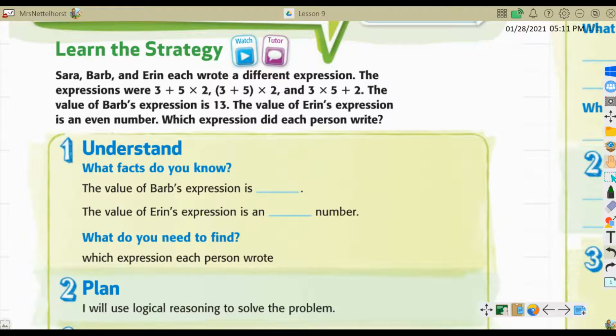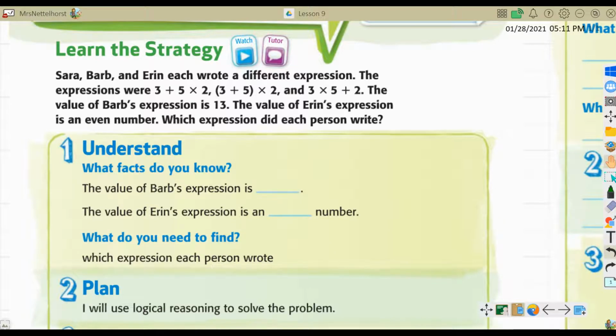Okay, so this one's not going to lend itself well to the 3-read. So let's look at Sarah, Barb, and Aaron each wrote a different expression. The expressions were 3 plus 5 times 2, 3 plus 5 in parentheses times 2, and 3 times 5 plus 2. The value of Barb's expression is 13. The value of Aaron's expression is an even number. Which expression did each person write?